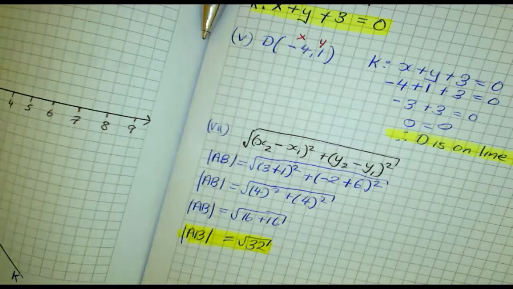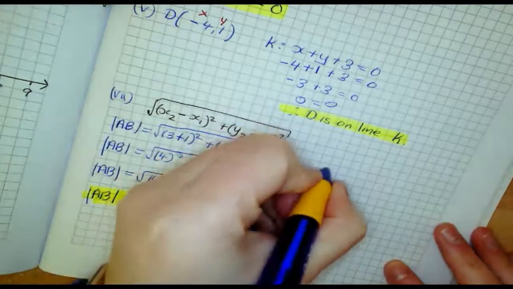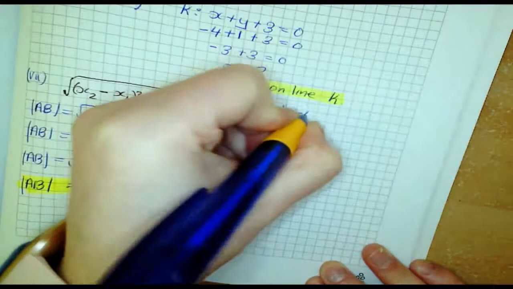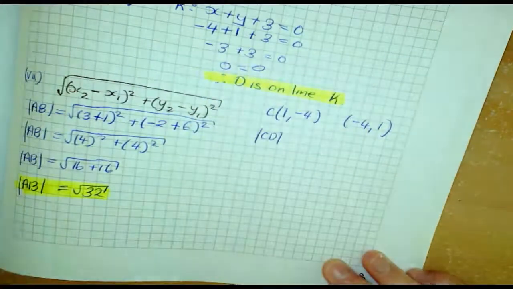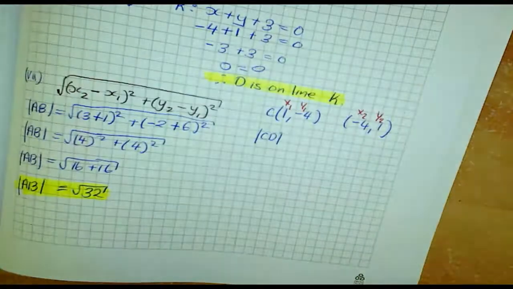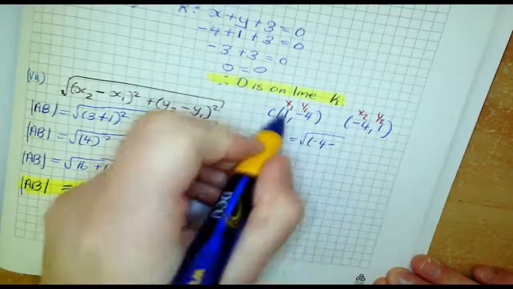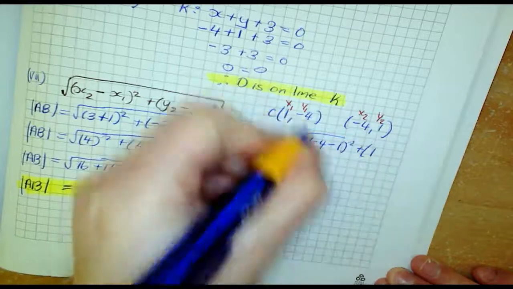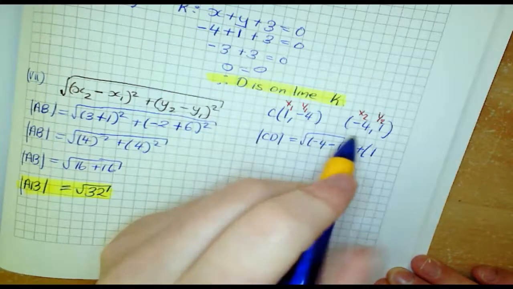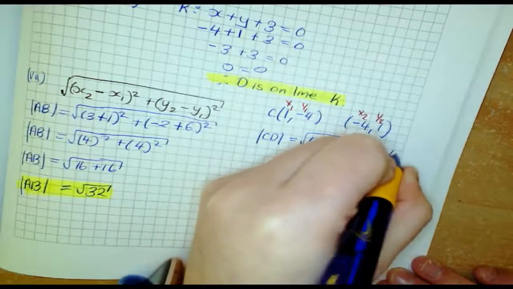So then we were also asked to find the length of CD. So we know that the point C was 1, -4 and D was -4, 1. Again, we haven't labelled these previously, so I label them now: x1, y1, x2, y2. This is equal to the square root then of x2, which is -4, minus x1, which is 1, to be squared, plus y2, which is 1, minus y1. Yep, so 1 minus -4 is plus 4, to be squared.